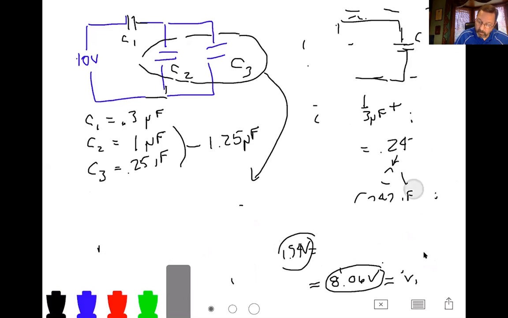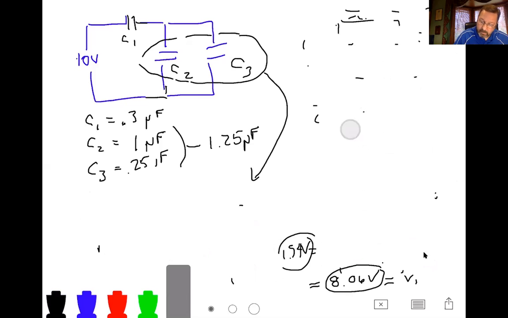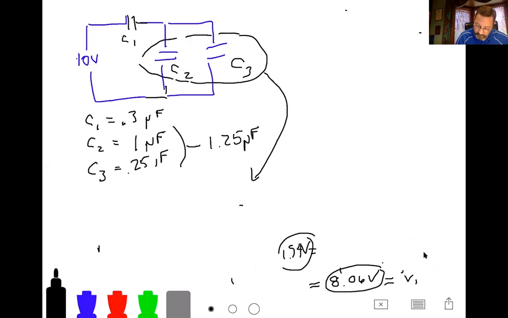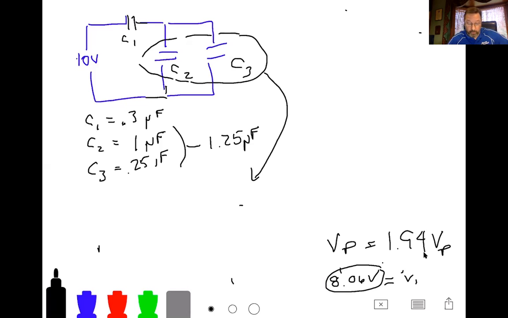Go away, erase the board. Because the last question is how much charge is on C1 and C2, okay? And so let's see, the voltage across the parallel combination, which is C2 and C3, was 1.94 volts. Which of course begs the question, what is the potential across both C2 and C3? They're in parallel, so they're the same, because parallel voltages are the same.